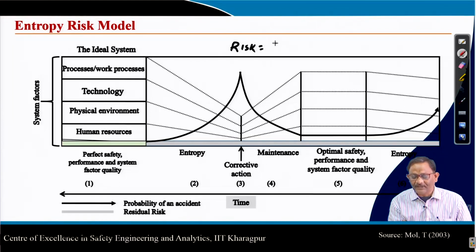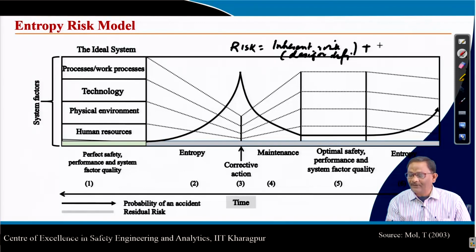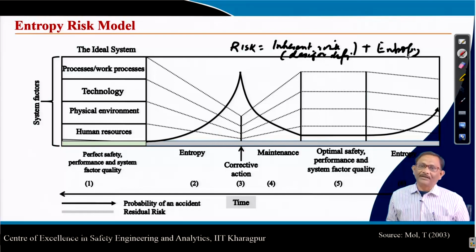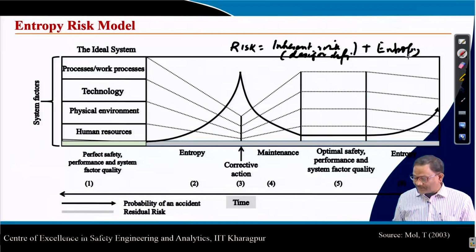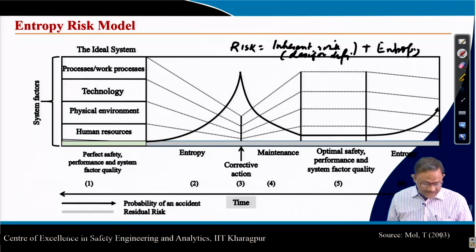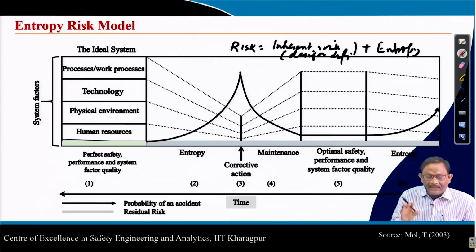One is inherent risk, which is basically because of design problem or design deficiency, and the second one is entropy risk, which is introduced because of wear and tear of the system components. This concept, Tanya Moll explained in her 2003 book Productive Safety Management. So what actually is the concept?